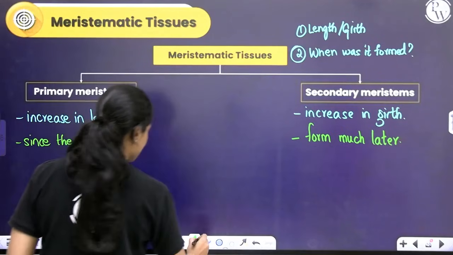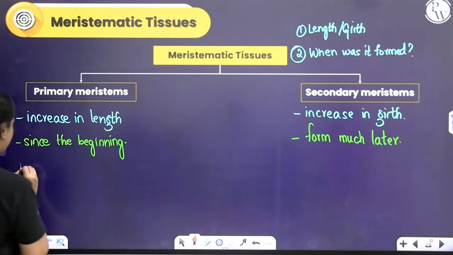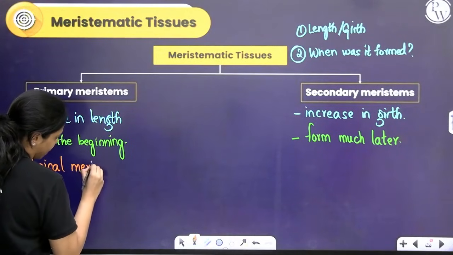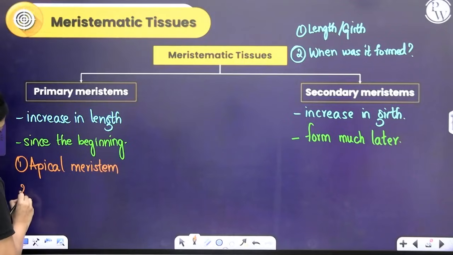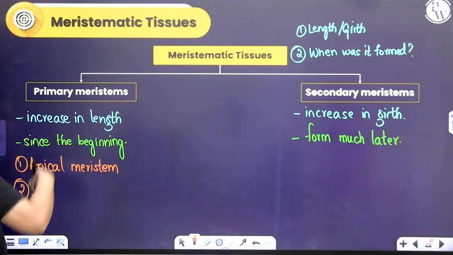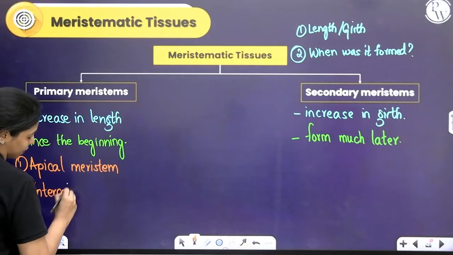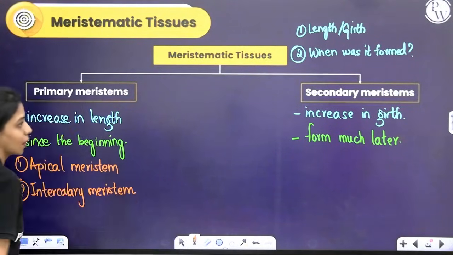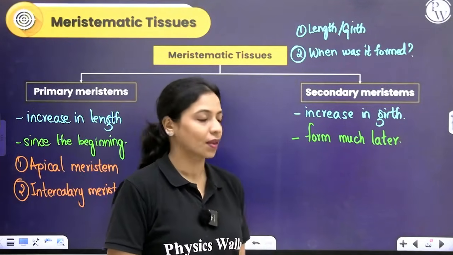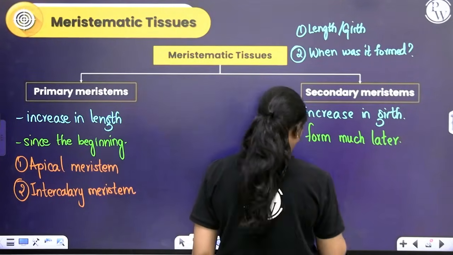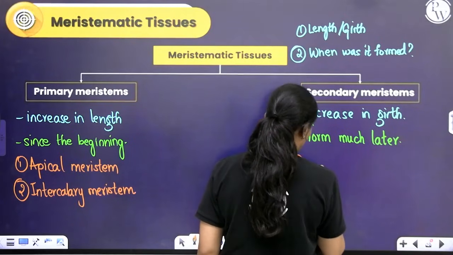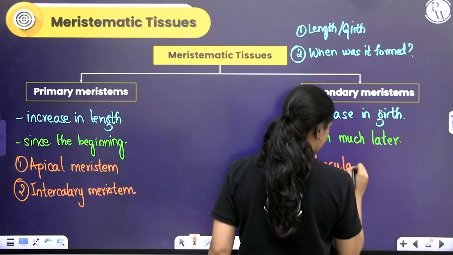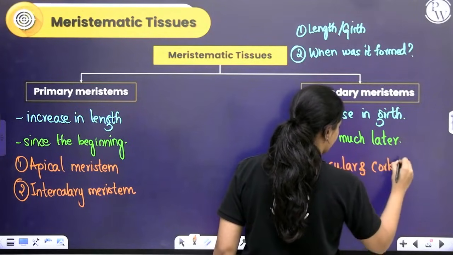So for example, primary meristems include your apical meristem as well as the intercalary meristem. Both of these contribute to increase in height. Now the secondary meristem, example for this is all your lateral meristems, all the cambial rings. This is your vascular as well as cork cambium.